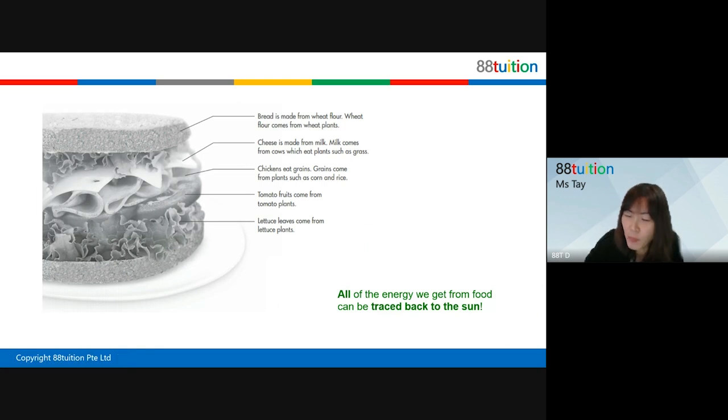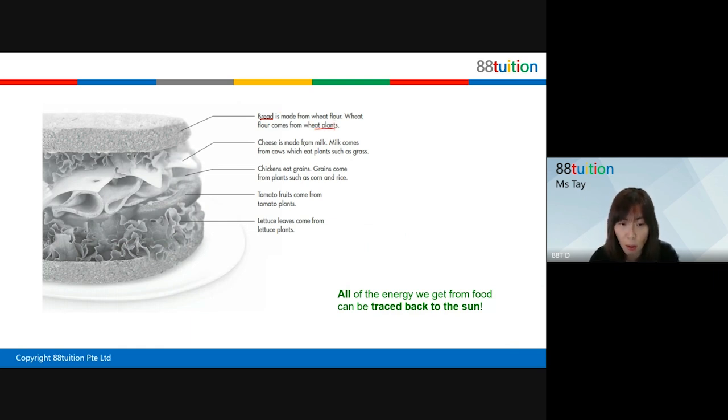Okay, now this is the picture of a sandwich. I told you that all the energy we get from food traces back to the sun, right? That's the meaning. So some of you already got it. If you eat animals, like fish, chicken, and so on, they actually also consume other animals or they consume plants. So for example, look at the sandwich bread. There are 2 slices of bread, top and bottom, made from wheat flour. So the flour came from plants.